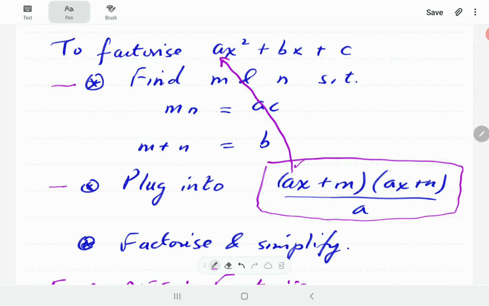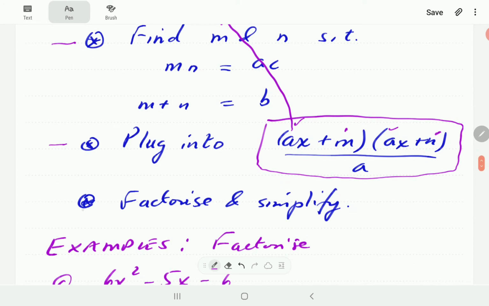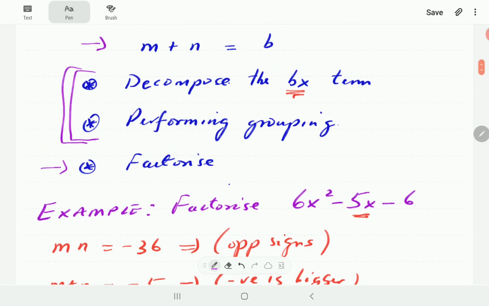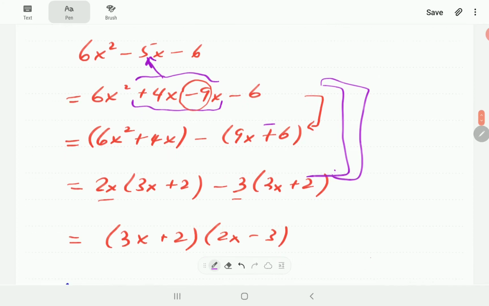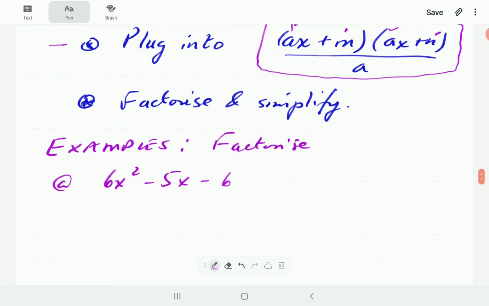So that's a, and then we just plug in m and n here. Then after that we factorize. There's going to be a very simple factorizing that's needed, and simplify, and that's it. So in this method, the decomposing step and the grouping step is eliminated. So let's go through that same example.